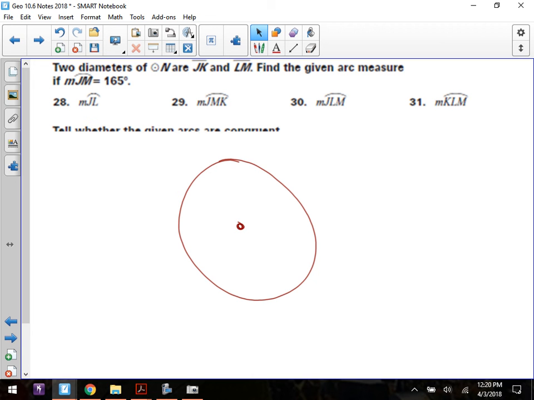It says circle N, which means N is the center. And then it says you have two diameters, JK and LM. Does it matter where I draw my diameters? No, I just have to label them. So if I label this one J, and then L and M.